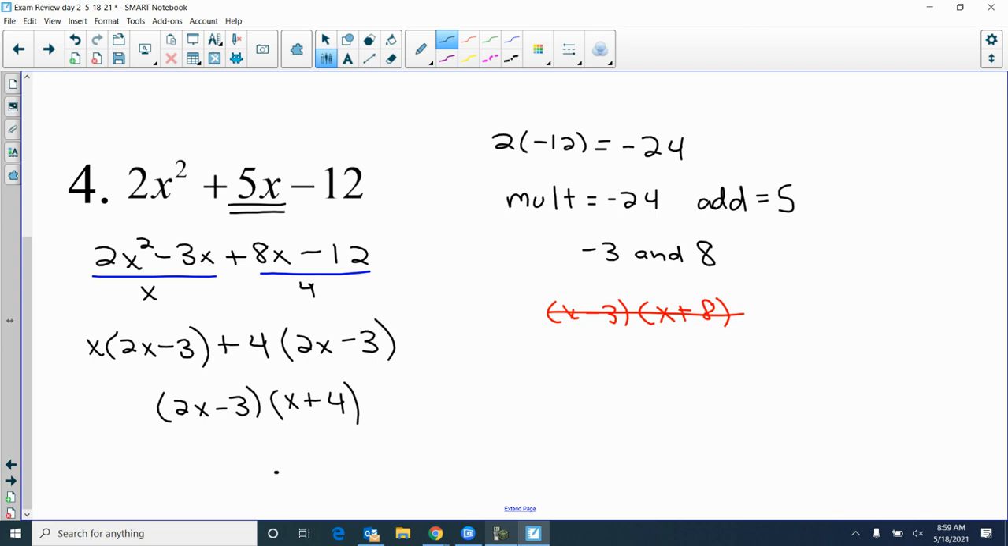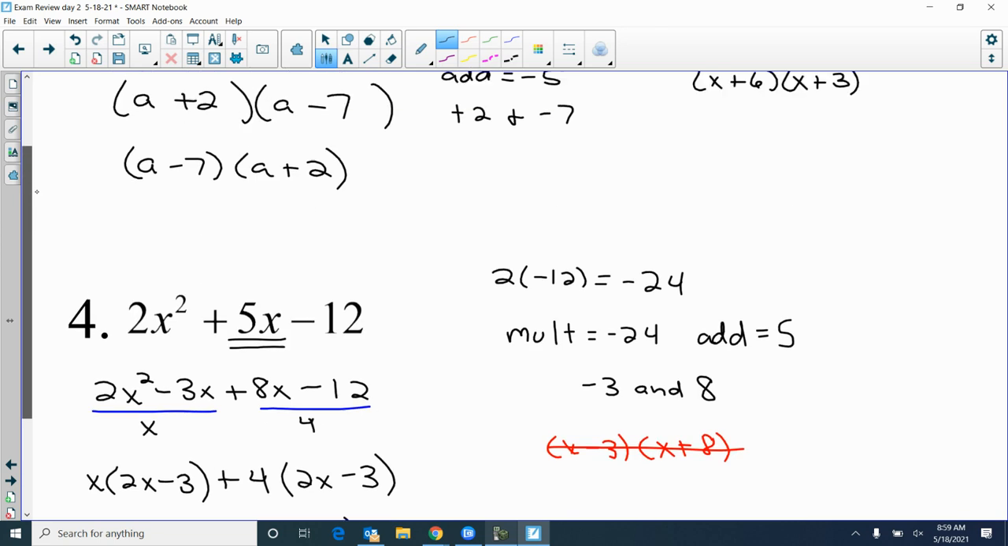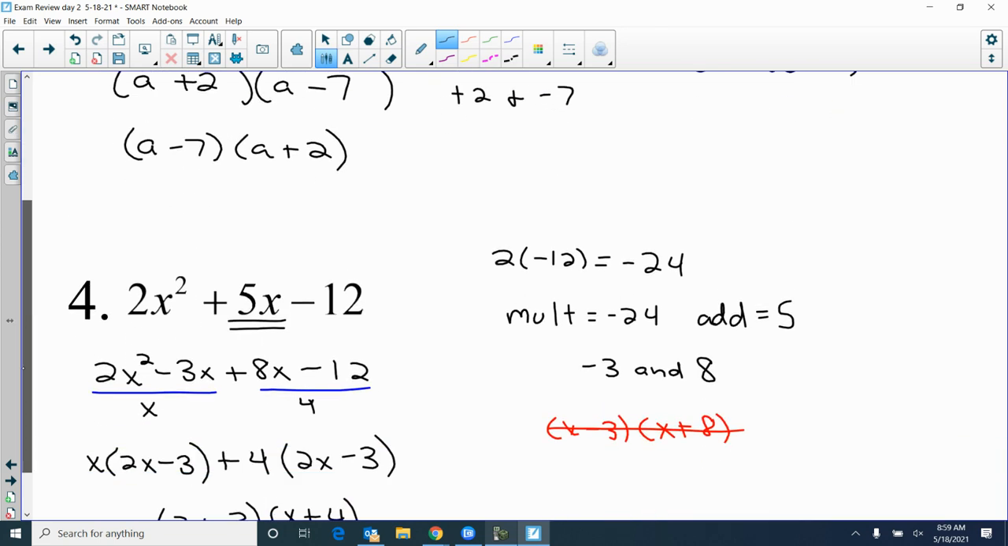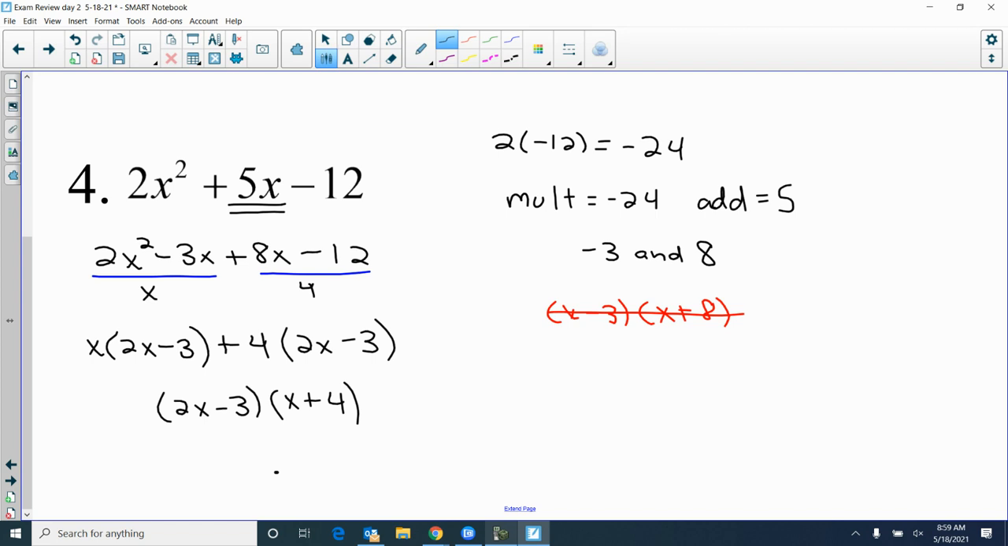The final check is if you can FOIL that back together and get the original, you're good. You know you've got it. And that's where you got to watch it. You just can't take the negative 3 and 8. That only works when there's no number in front of that a squared or x squared. Okay. So I'd say this is a good one to go through on that note card.